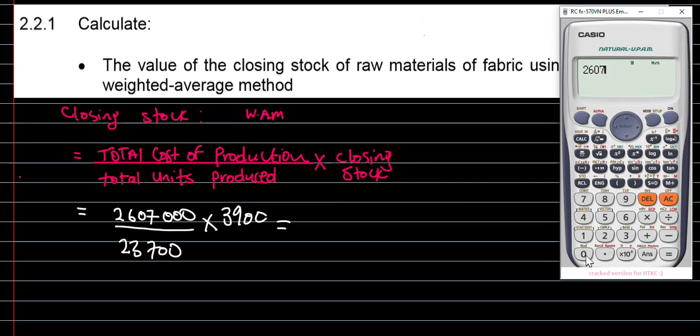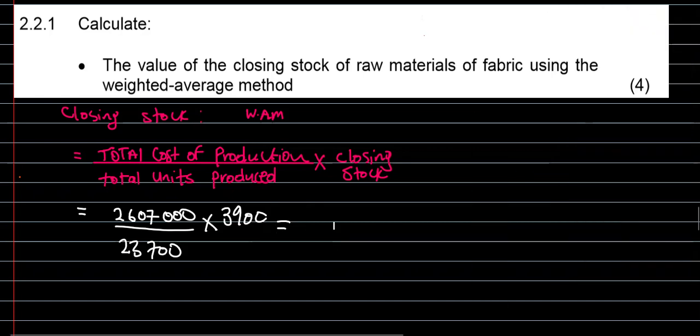If you notice, we have 26,07 thousand. Then we must divide it by 23,700 and multiply that by 3,900. So it will give us 429,000. So we must write here 429,000. This is the value of the closing stock. So we are done calculating the value of the closing stock.